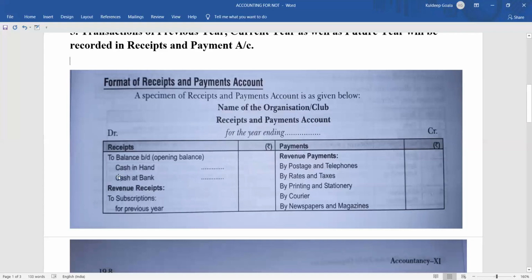In the starting, you have to start with cash in hand, cash at bank. Not necessarily every time it will be cash in hand, cash at bank. It may be bank overdraft also. If it is bank overdraft, then it will be coming in the payment side as by balance brought down in the bracket bank overdraft. I'm repeating, not necessarily that every time in the debit side will be to balance brought down, cash in hand, cash at bank. In some cases it might be by balance brought down in the bracket bank overdraft. If it is a negative balance, if the question has mentioned bank overdraft, then it will be by balance brought down bank in the bracket bank overdraft.